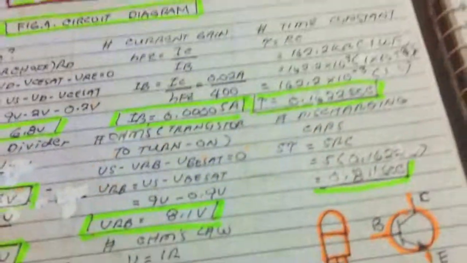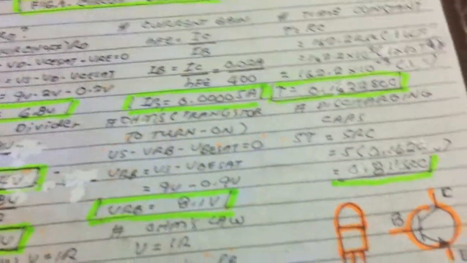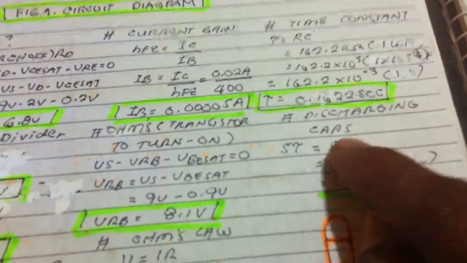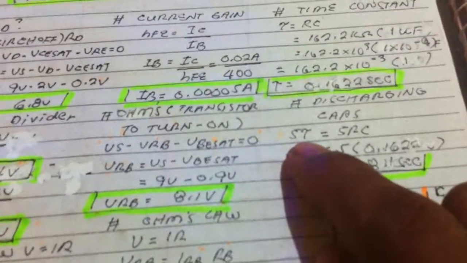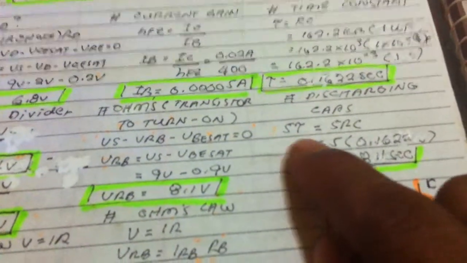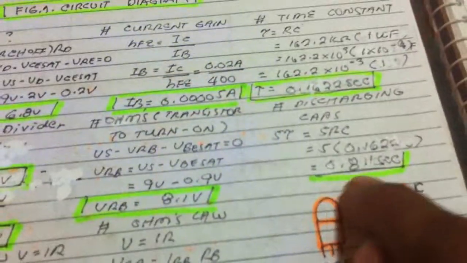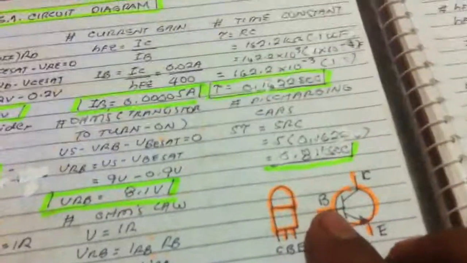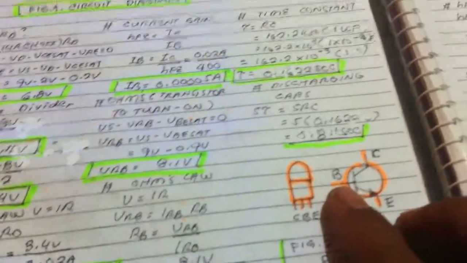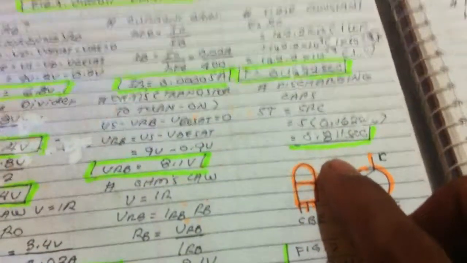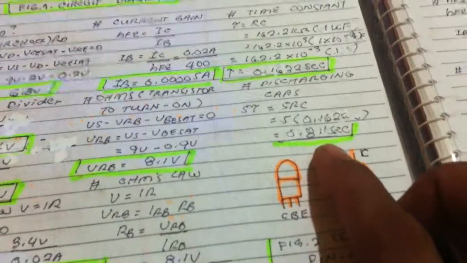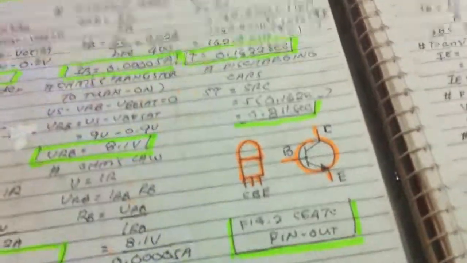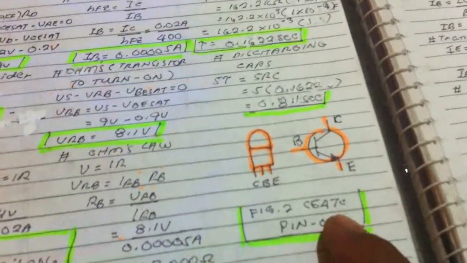And to fully charge or discharge the capacitor, we need 5 tau, 5 times the time constant, 5 RC, and we got 0.811 second to fully charge or discharge the capacitor. That is the amount of time needed to charge or discharge the capacitor. And this is the pin out of the transistor.